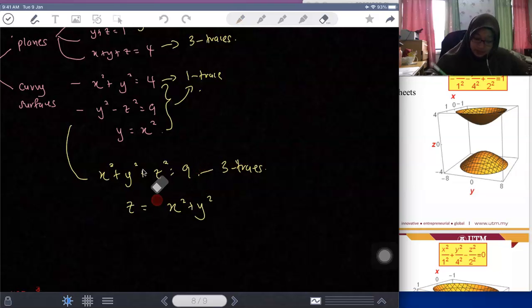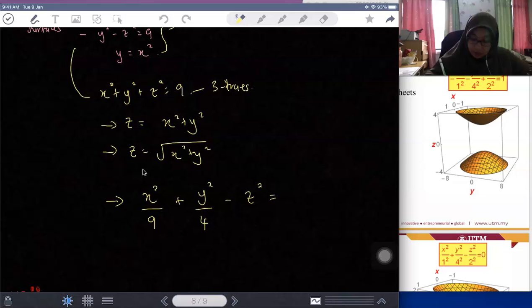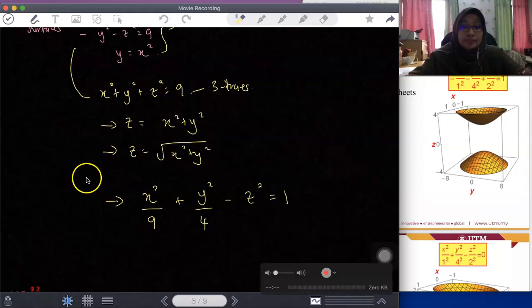Okay, so first I just use this one. And then now we have square root, and then the third one, okay, a bit different. The third one, x squared over 9 plus y squared over 4 minus z squared equal to y. Okay, so now next we start with this particular equation.